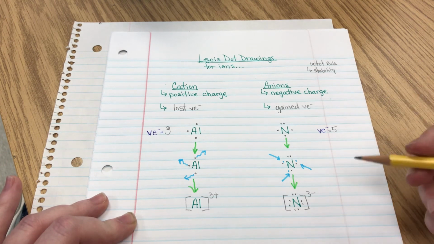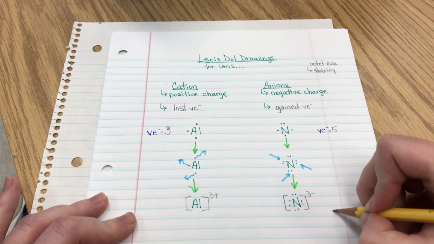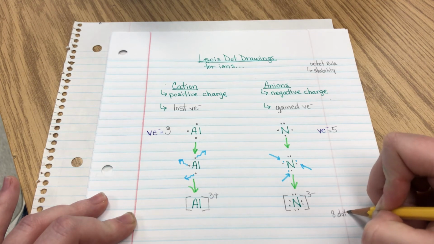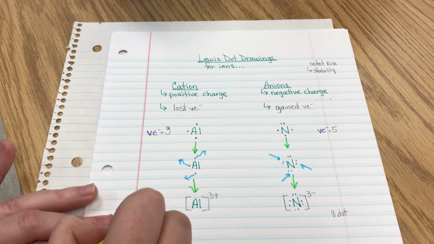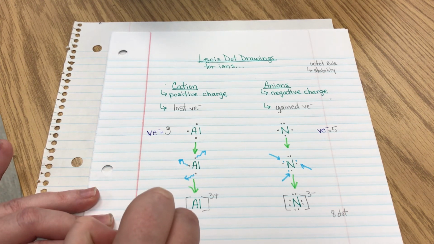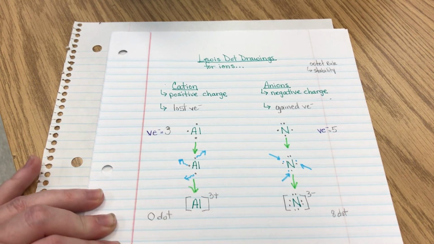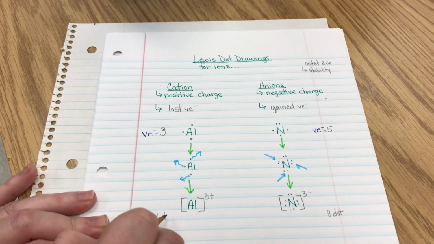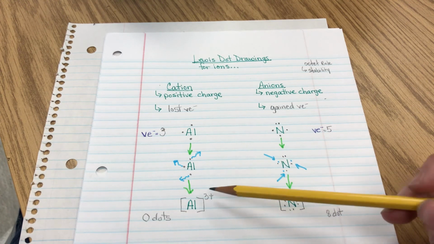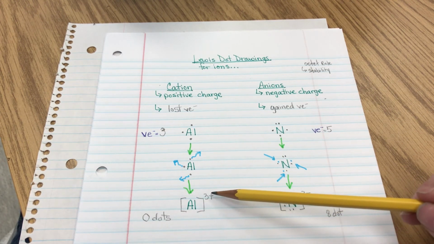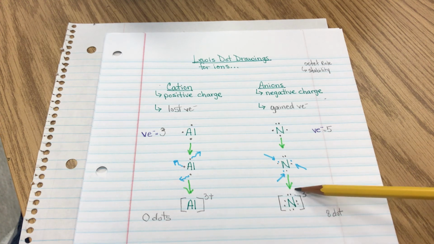Here's the key. Anions have 8 dots, brackets, and a negative charge. Cations will have no dots, brackets, and a charge. So when you go to draw these, it gets a little easier. If it's positive, no dots, brackets, and charge. Negative, 8 dots, brackets, and charge. And that's how you do Lewis dot for cations and anions.